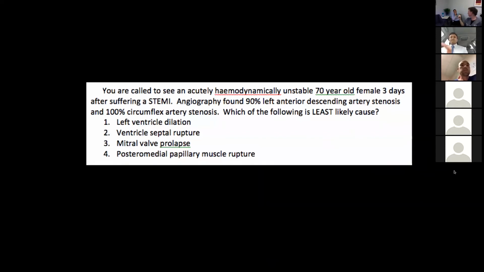Which one's least likely? So 3 days. 70-year-old female. She's hemodynamically unstable. Maybe this is a bit of a rubbish question, to be honest. Let's say she had a normal LV. We've just spoken about the blood supply to the papillary muscles. And so the posteromedial papillary muscle should be spared with a LAD lesion. But we've got a circ in there as well. You've got 100% circ. Oh, sorry, I didn't read that.